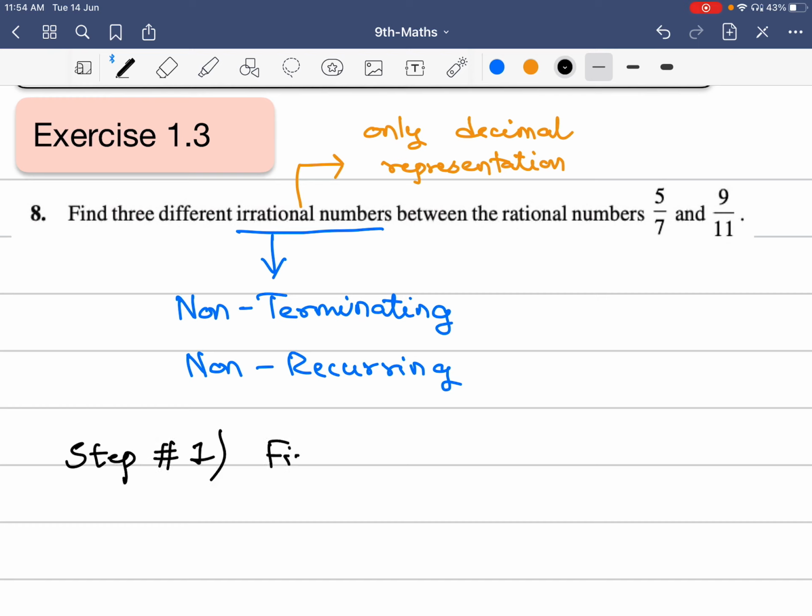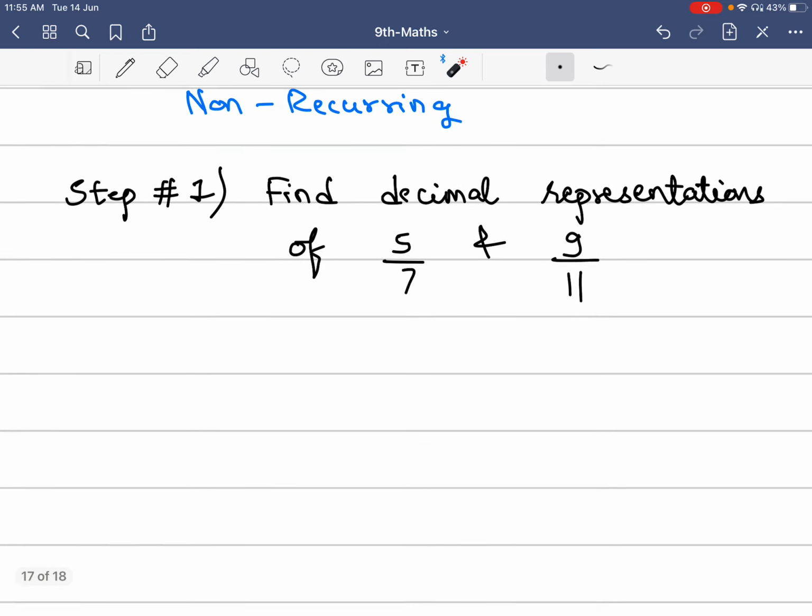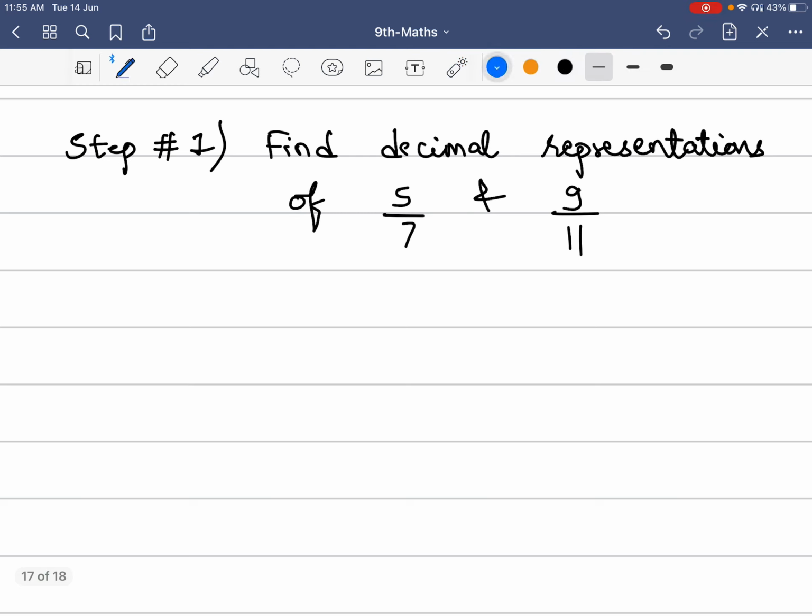Find decimal representations of 5 by 7 and 9 by 11. That should be our step number 1. So let's do it. Now we know that these are rational numbers, so their decimal representation will either be terminating or it will be non-terminating but recurring, one of these. So we'll find out by doing actual division. So let's start with the actual division.